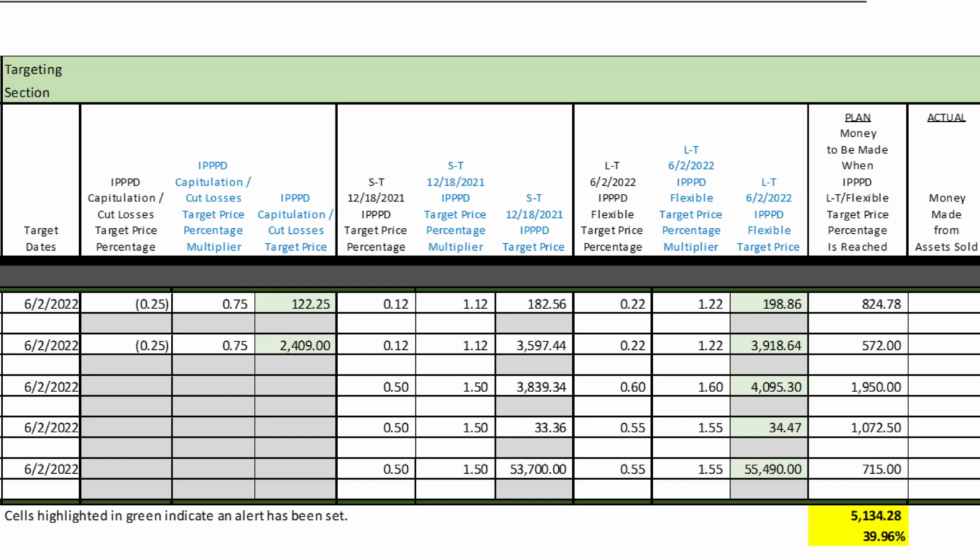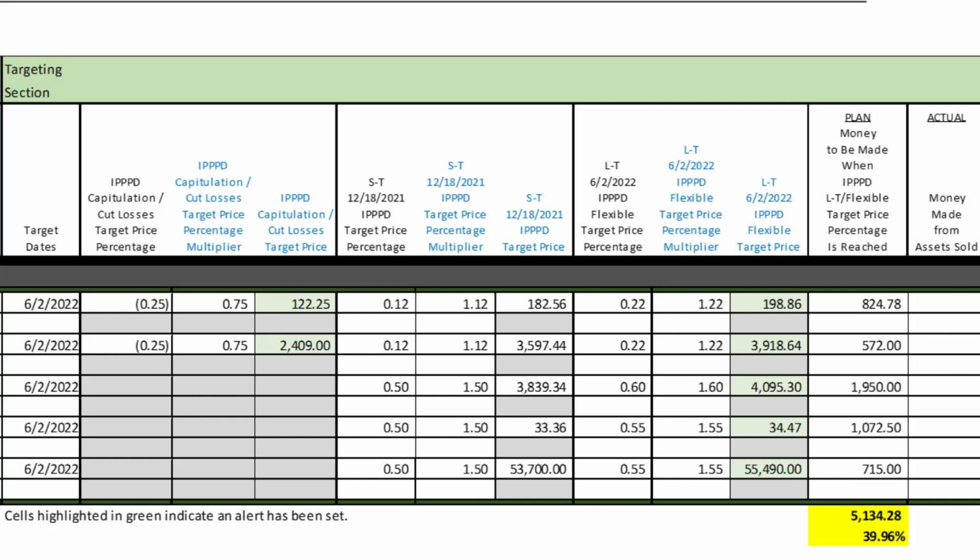Long-term flexible targets are in the next subsection, which also has its target prices highlighted in green, indicating an alert has been set. Stocks have their 12% targets plus 10% for 22%, or a 1.22 multiplier to calculate the flexible profit target price. Ethereum's 50% target percentage plus 10% equals its 60% flexible target appreciation percentage, or 1.6 multiplier for a flexible profit target price of $4,095.